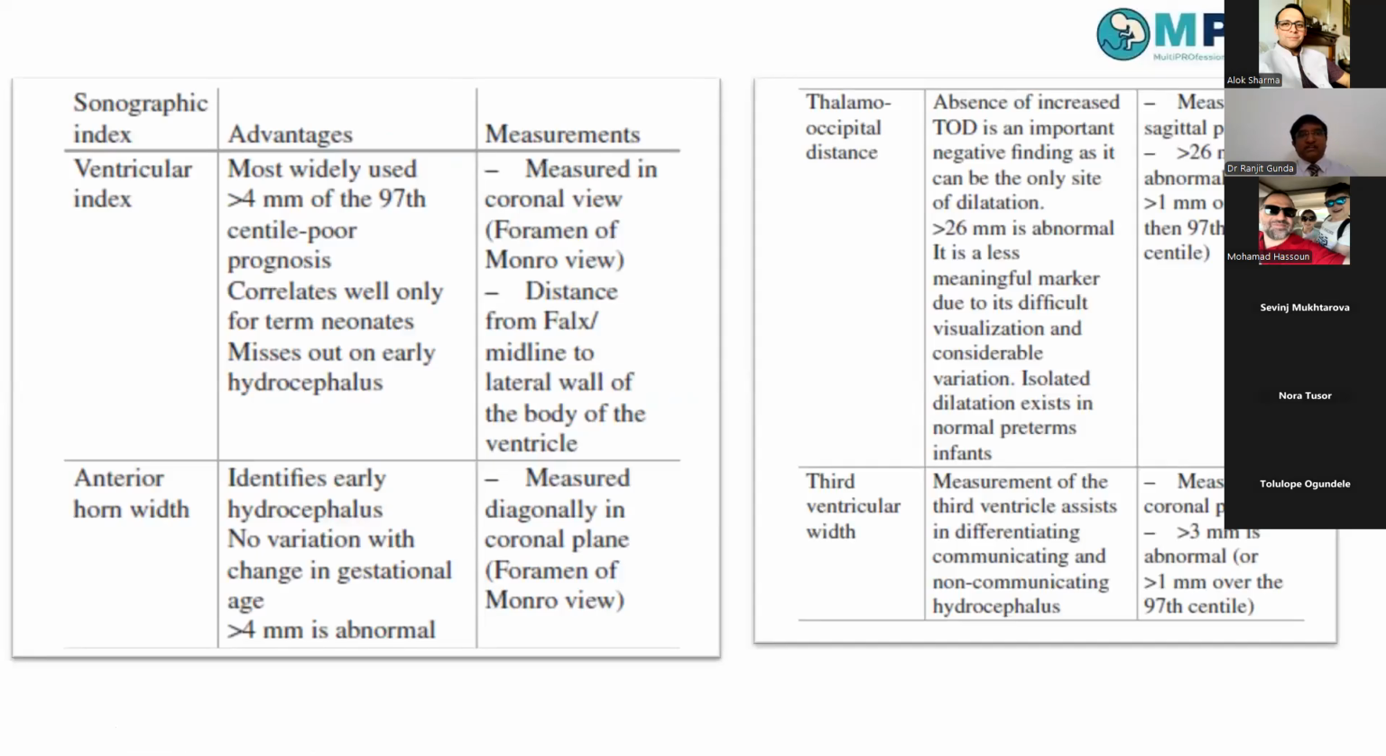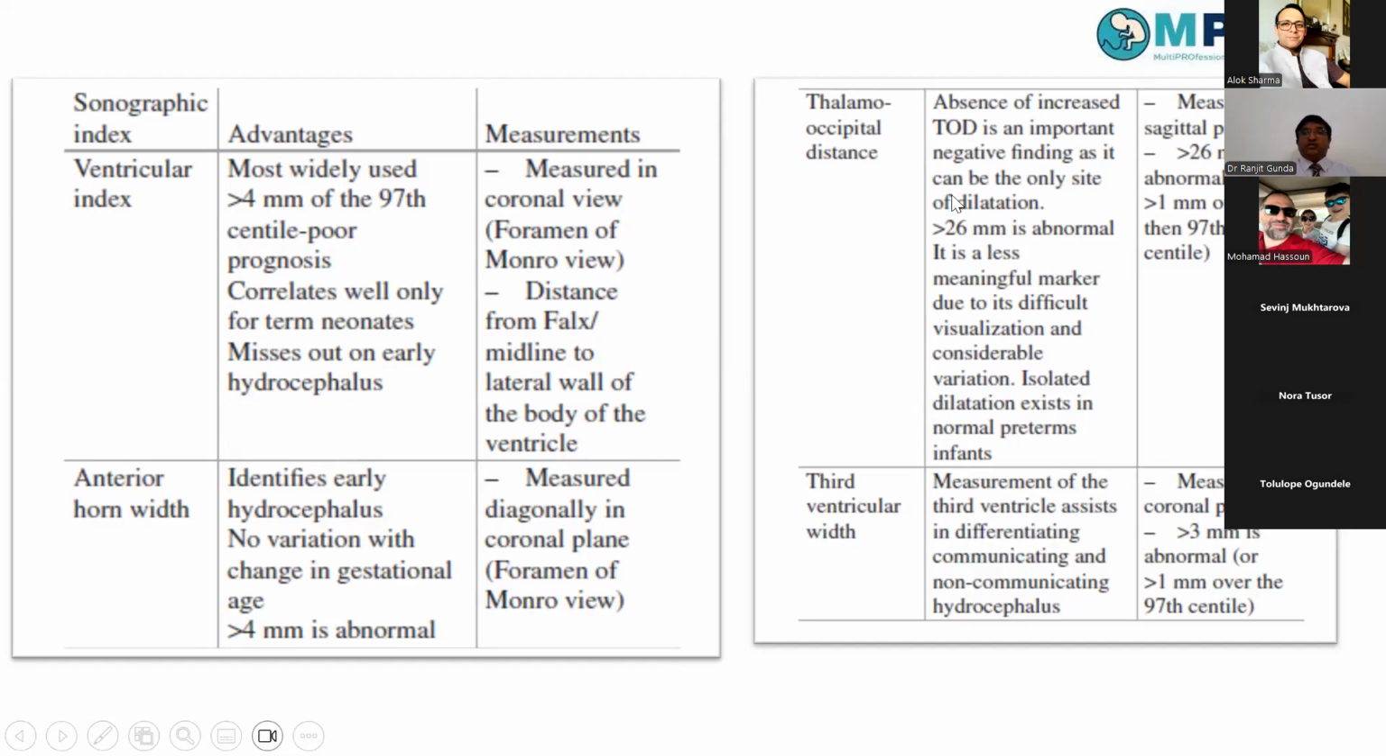So just to summarize what we have discussed so far. Ventricular index, most widely used: if it is more than the 97th centile, above 4 millimeters, then it is significant, measured in the coronal view at the level of foramen of Monro. Anterior horn width, again more than 4 millimeters in actual number, or more than 1 millimeter above the 97th centile.